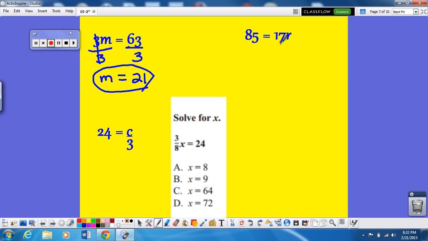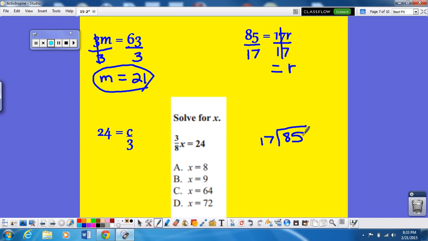85 equals 17R. Now I don't want you to be taken off guard if the problem is flipped around. It's okay. You still do the same thing. You're still going to work with the side where the variable is. So I need this variable by itself. And because it's a number by a letter, I'm going to divide because that's multiplying. I'm going to divide both sides by 17. These cancel, and this leaves me R equals whatever 85 divided by 17 is. Let's figure that one out.